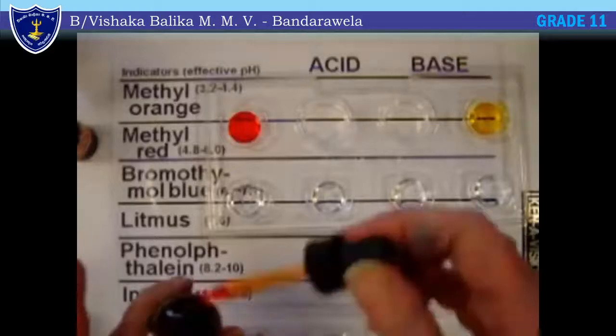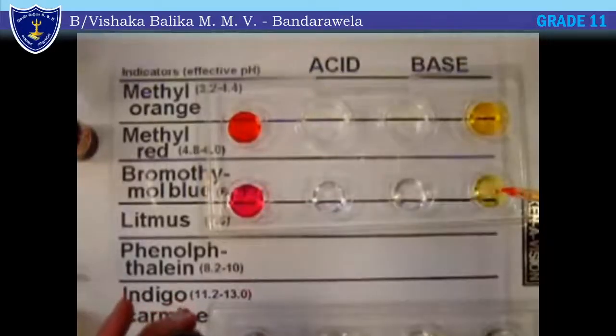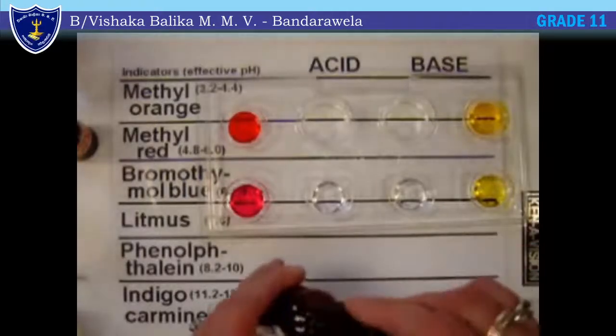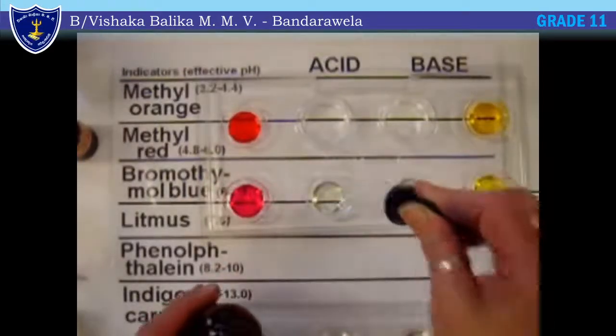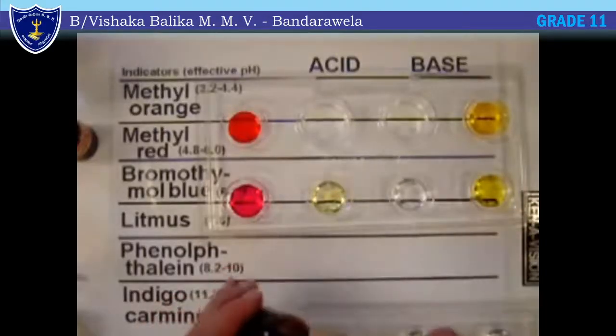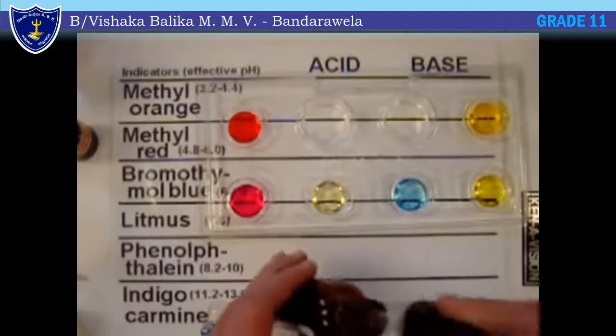Then we take methyl red. It's red in acid, again yellow in bases. Red in acids, yellow in bases. Next we will take bromothymol blue, slightly yellowish in acids but bluish in bases. Bluish in bases.